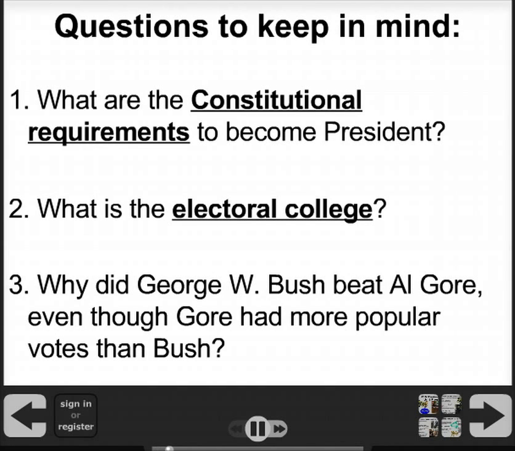These 3 questions are something you want to keep in mind as we go through the rest of this PowerPoint in terms of electing the president. First, what are the constitutional requirements to becoming president? Second, what is the Electoral College? We're going to go into more detail on that. And third, why did George W. Bush beat Al Gore in the 2000 election, even though Al Gore had more popular votes than George Bush? That seems like ancient history to some of you, but to many of us, that just seems like yesterday.